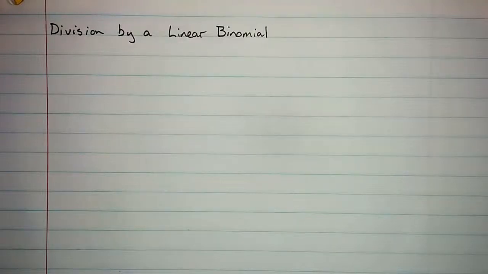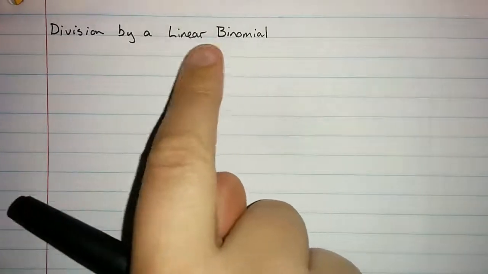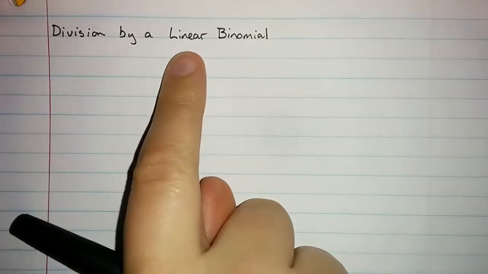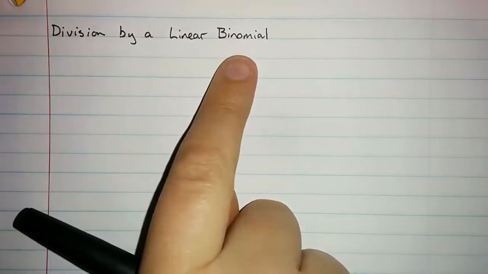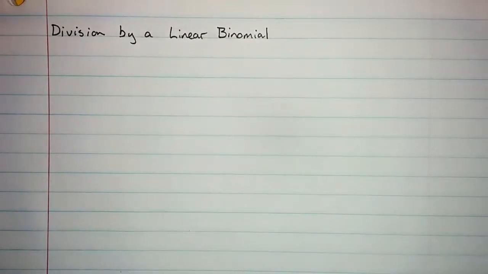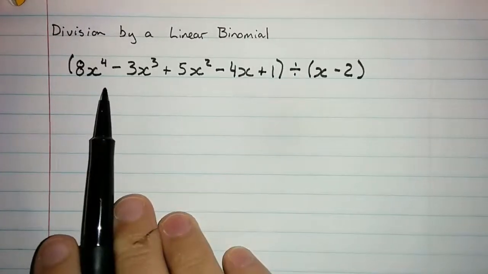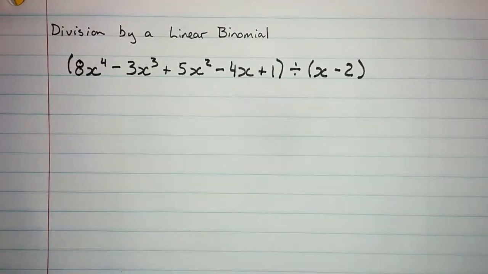Now that we know how to divide by a monomial, let's talk about how we divide by a binomial. And we're going to start off with the very simplest sort of binomial, namely a linear binomial. So we'll have an x and a number as the terms of our binomial. For our first example, let's divide this polynomial by the binomial x minus 2.